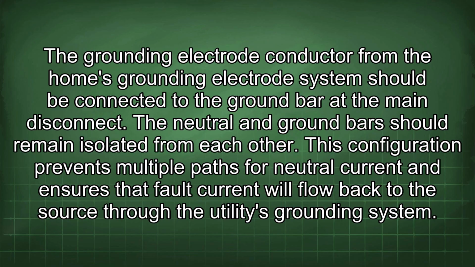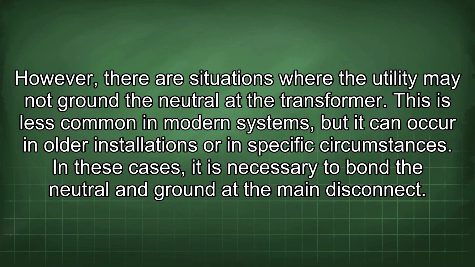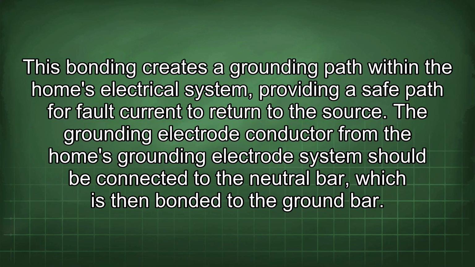This configuration prevents multiple paths for neutral current and ensures that fault current will flow back to the source through the utility's grounding system. However, there are situations where the utility may not ground the neutral at the transformer. This is less common in modern systems, but it can occur in older installations or in specific circumstances. In these cases, it is necessary to bond the neutral and ground at the main disconnect. This bonding creates a grounding path within the home's electrical system, providing a safe path for fault current to return to the source. The grounding electrode conductor from the home's grounding electrode system should be connected to the neutral bar, which is then bonded to the ground bar.